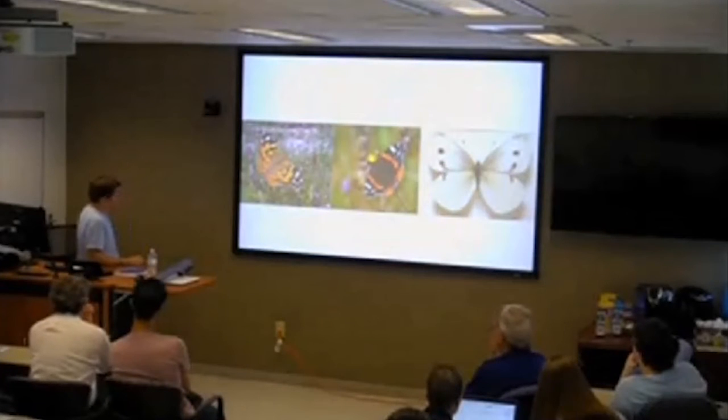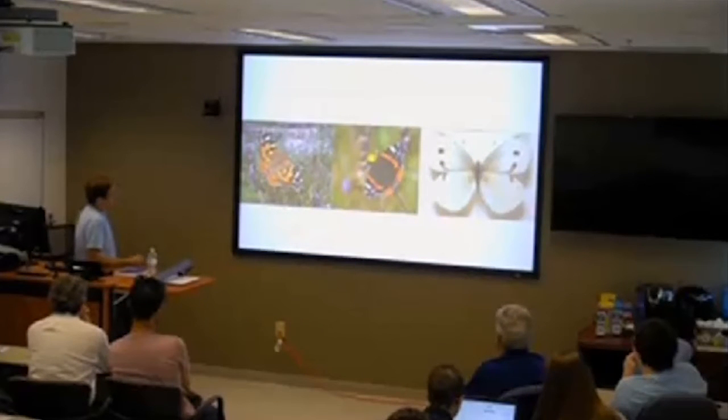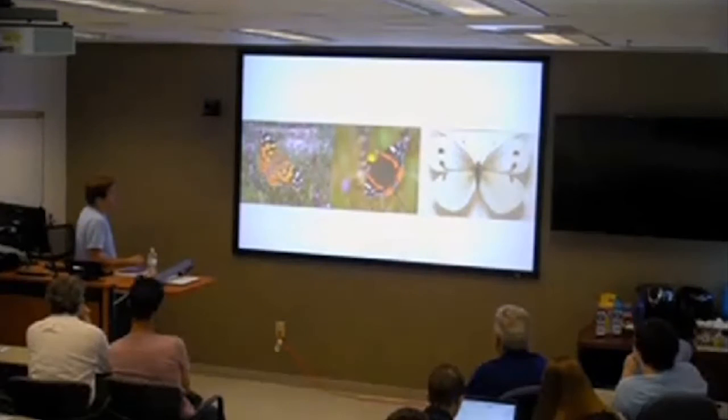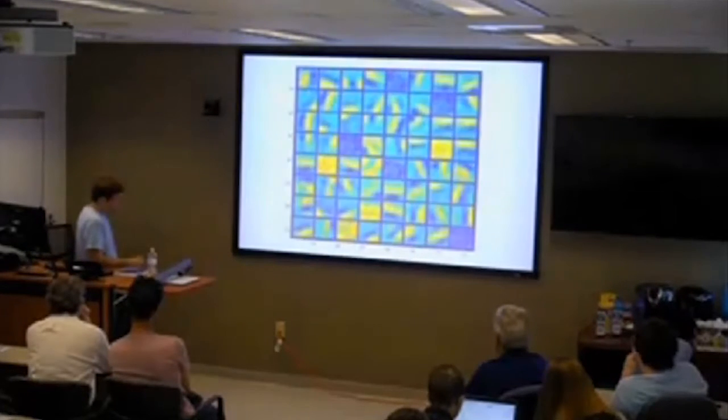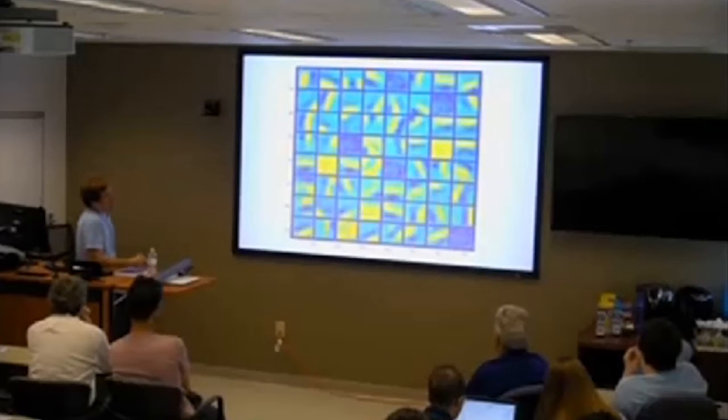So here we go back to the butterflies. We can train them on different butterflies and we get very different codes. Here's that same equation again. And then we get pictures like this. So this one is just on simple images.